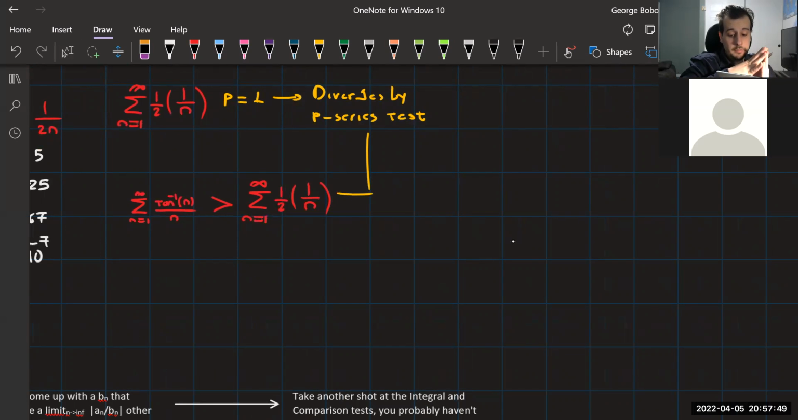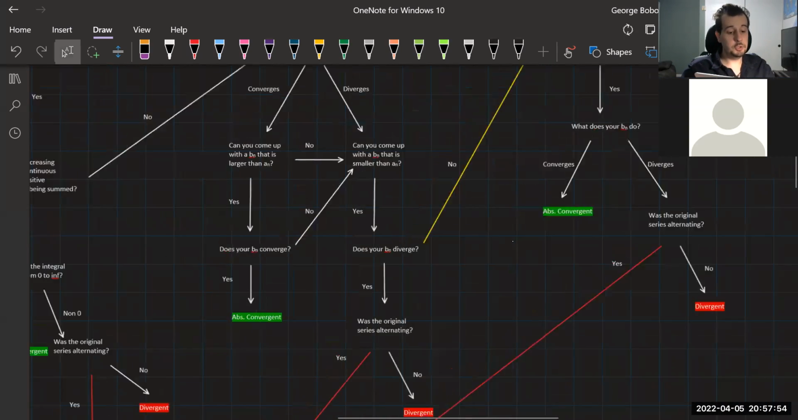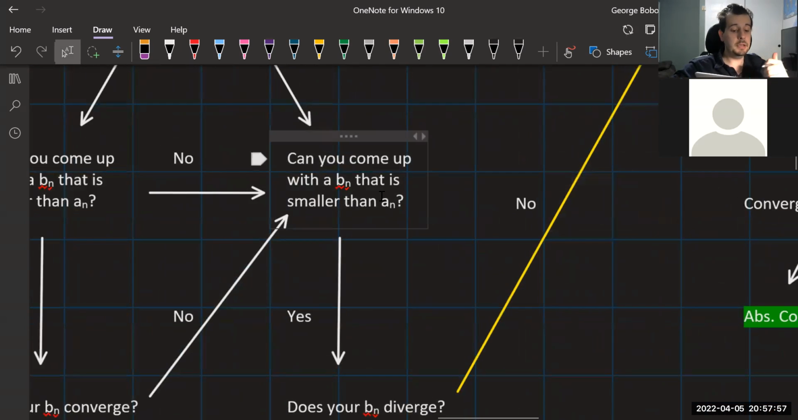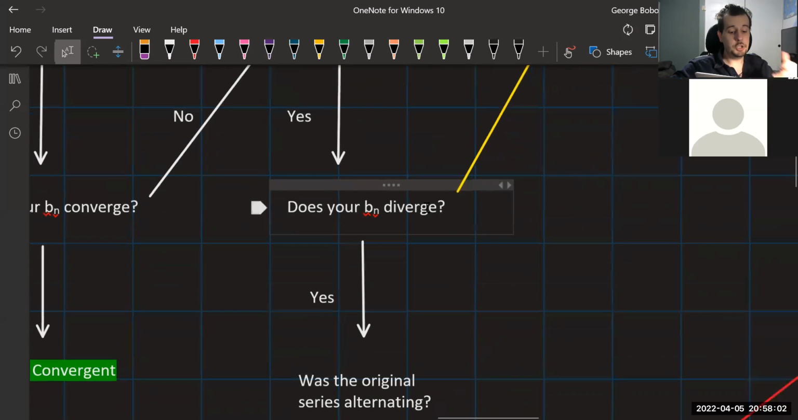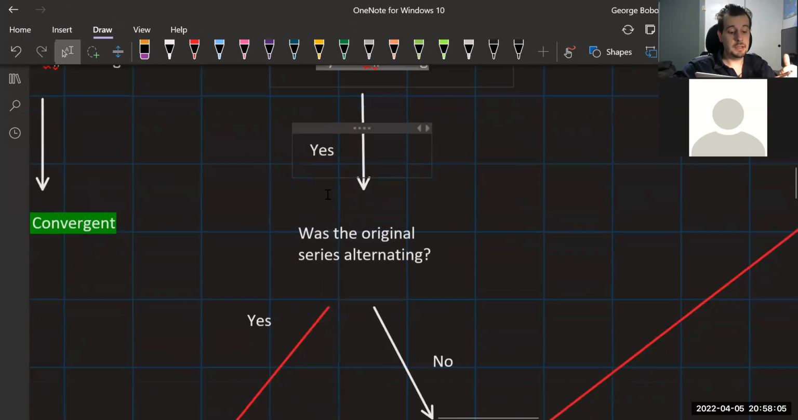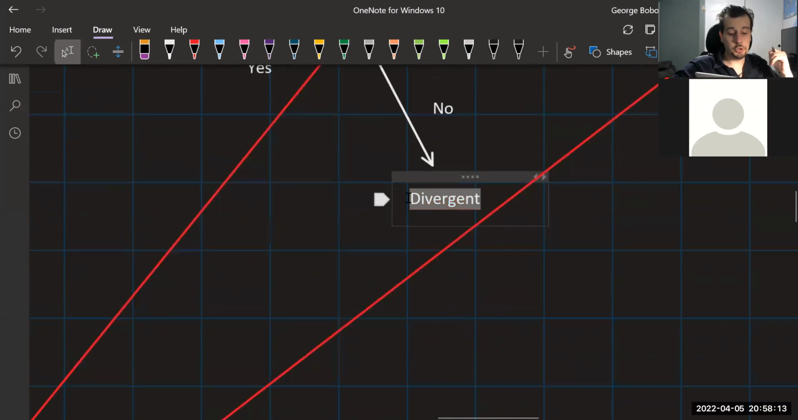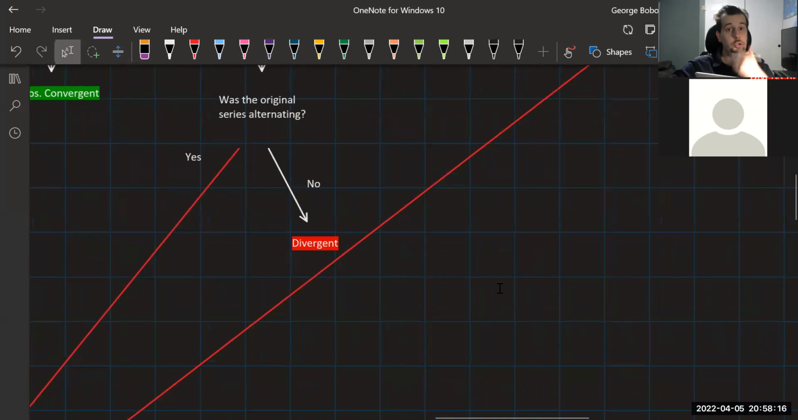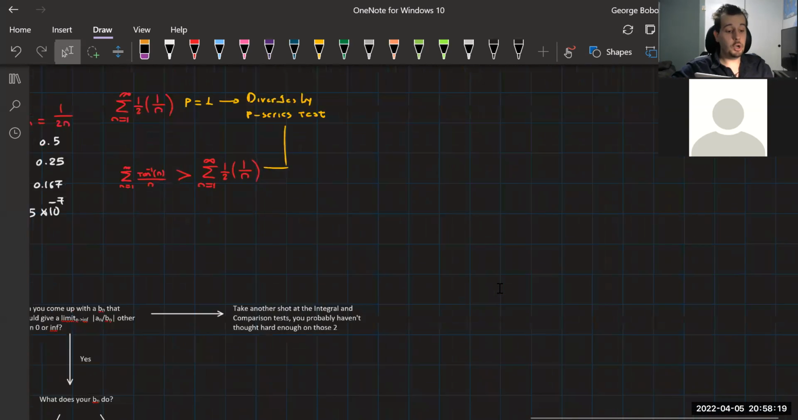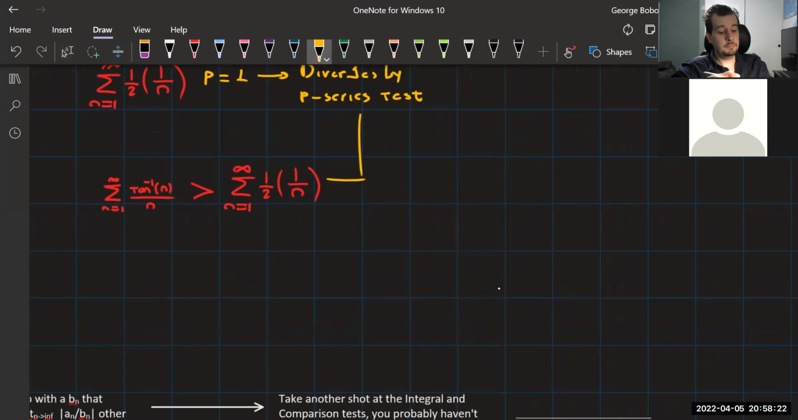But here's the thing. Hold on, look at the chart. It will tell you the truth, what you need to do next. You come up with a Bn that is smaller. Yes, 1 over 2n. Okay. Does your Bn diverge? Yes, it does. Was the original series alternating? No. There's your answer. So we don't have to go and check for conditional, because we're not alternating. So we are, again, diverging by comparison test.